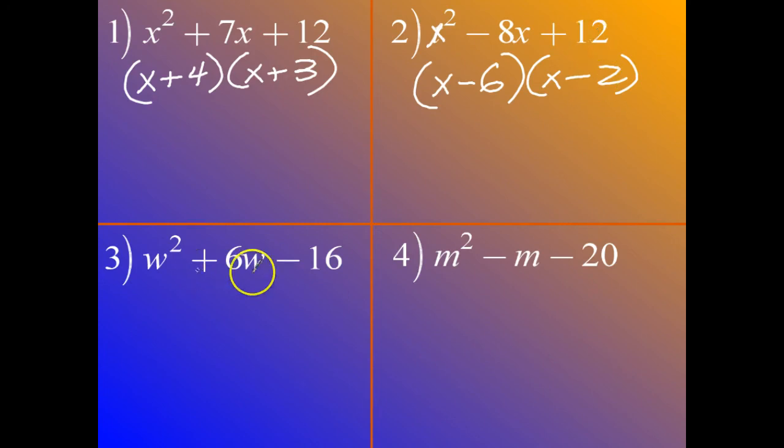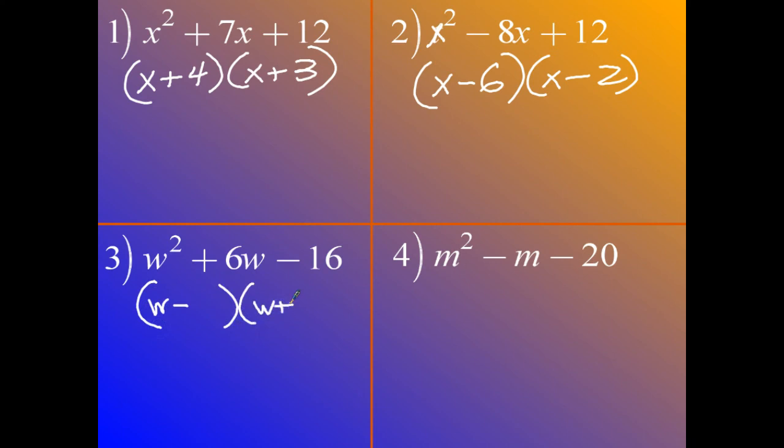All right, let's go to the bottom one. Number 3. Now I have 2 numbers, right? So I've got 16, negative 16. I need 2 numbers where the difference between them is 6. Well, let's see. It's not going to be 1 and 16. It's not going to be 4 and 4. 8 and 2, well, those are 6 apart. So I can do w minus and w plus, and I need 8 and 2.